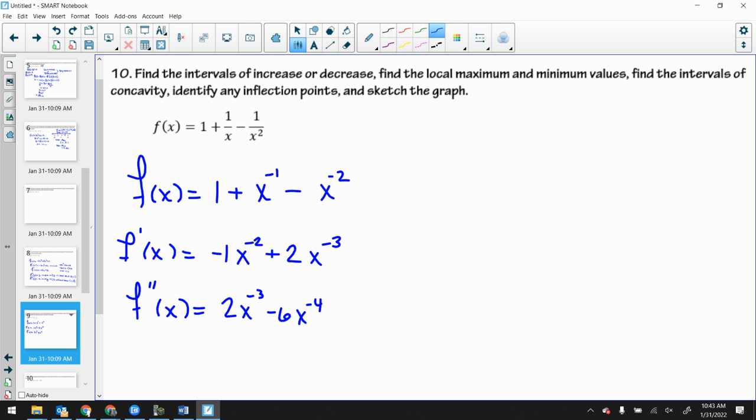All right, critical points. Now, I want to find the zeros. Negative x to the negative second plus 2x to the negative third equals 0. I think this is the best way to solve this. Let me just see. Yep, this is what I would do. Let's add the negative x to the negative second over to the other side. 2x to the negative third is equal to positive x to the negative second now.